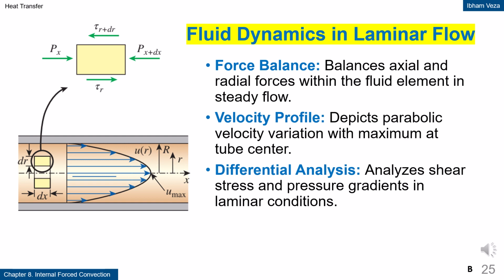Fluid dynamics in laminar flow. Laminar flow in a pipe can be analyzed using a force balance on a fluid element. Pressure forces and shear forces balance each other under steady conditions. From this analysis, a parabolic velocity profile is obtained. The maximum shear stress occurs at the wall and is zero at the pipe center. This approach forms the basis of the Hagen-Poiseuille flow theory.